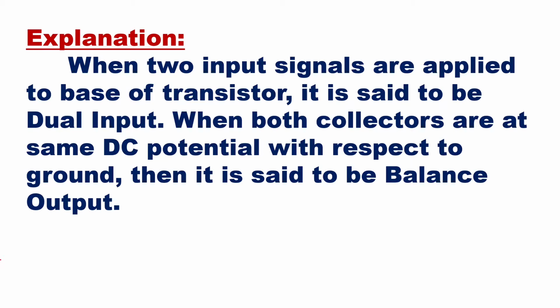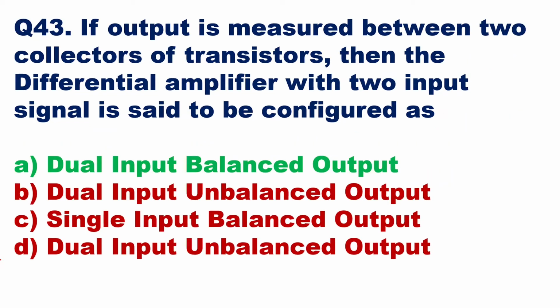So when two input signals are applied to the base of transistor, it is said to be dual input. When both collectors are at same DC potential with respect to ground, then it is said to be balanced output. This is the concept which is very important, and based on this only we can have four types of differential amplifier, where you can have a single input unbalanced output, you can have single input balanced output, you can have dual input balanced output, you can have dual input unbalanced output. So here the answer is option A, dual input balanced output.